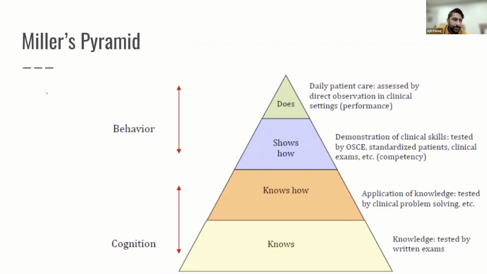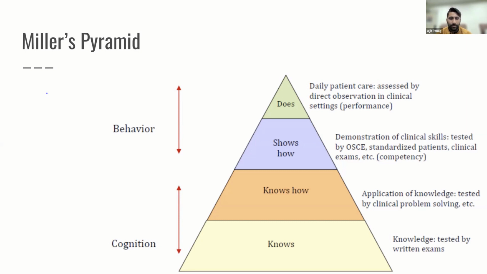Miller's pyramid. So this is basically a check into how competent your learner is at the skill that you're assessing. So in this case, point of care ultrasound. And so simulation really checks into the "shows how" box here.